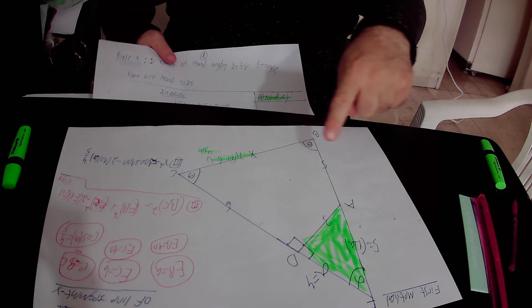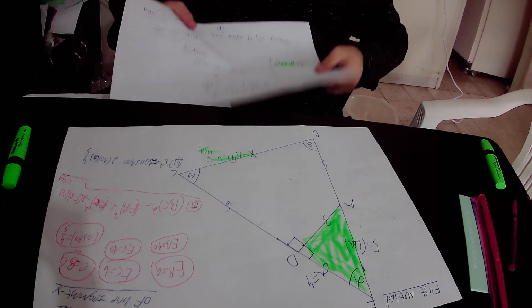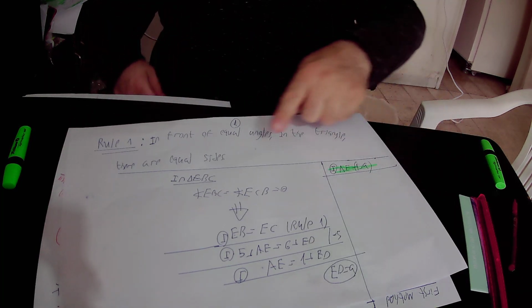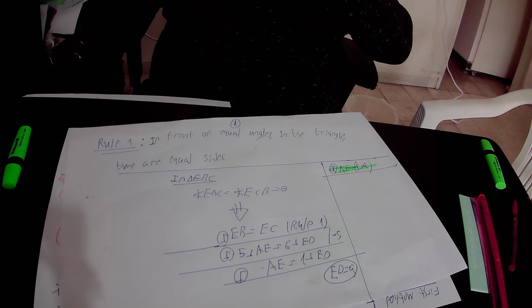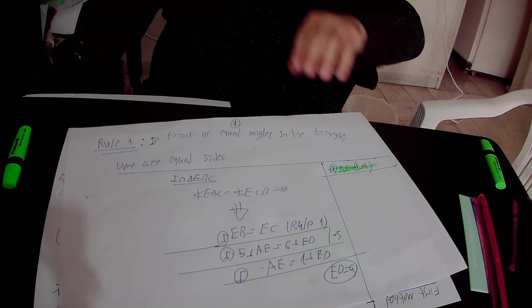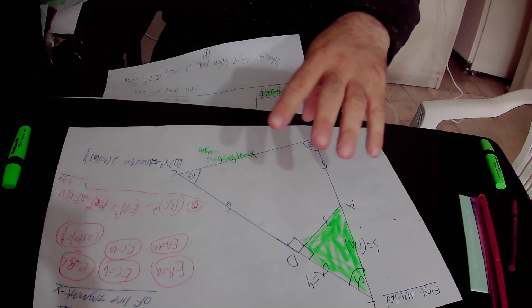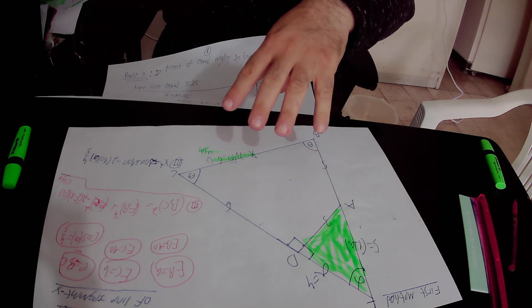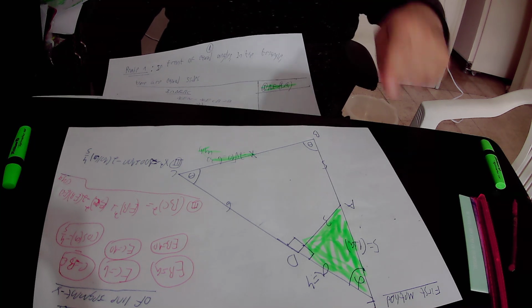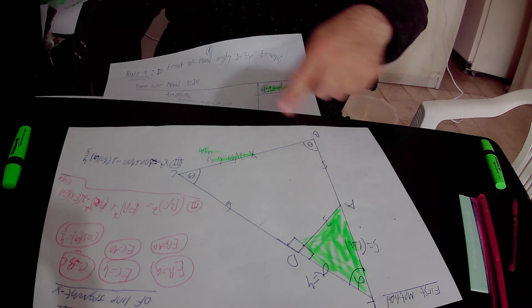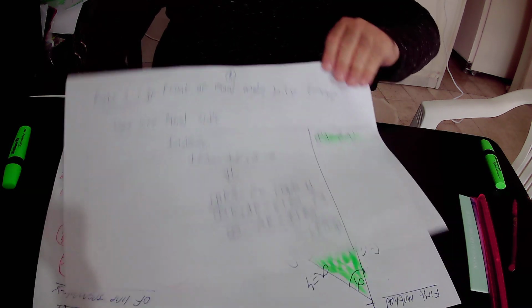So in this triangle EBC, we have angle EBC equals angle ECB equals theta. Therefore, according to rule number 1, EB equals EC, because those two sides are located in front of equal angles, therefore they are equal to each other. That is to say, EB equals EC according to rule number 1.